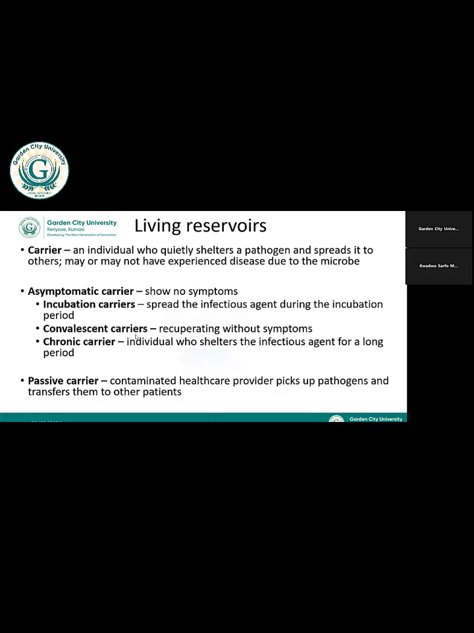So we have those that are active carriers. They have the infection, and they could be the ones incubating, the ones who are getting better as a result of treatment, or those who are having the infectious agent for a long time, not showing symptoms. Or we can have the passive type who pick the infectious agent from a contaminated source and then transfer it to others.